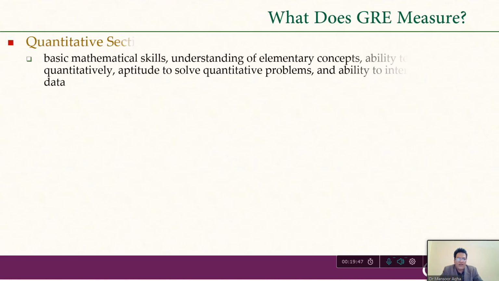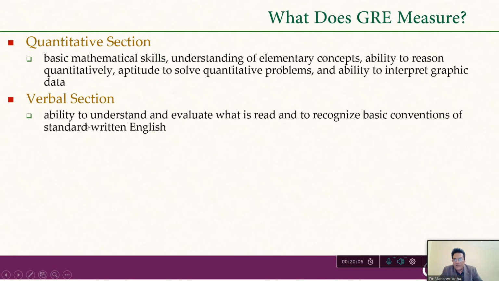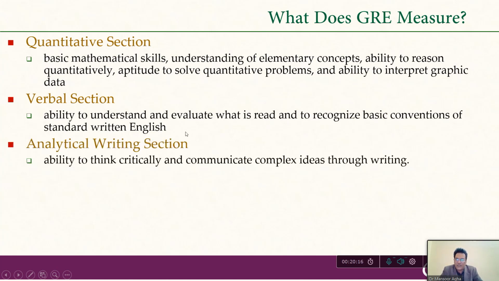So what does a GRE really measure? Technically, ETS says that the quantitative section measures your basic mathematical skills, understanding of elementary concepts, ability to reason in a quantitative or mathematical manner, your aptitude to solve quantitative problems, and your ability to interpret graphic data. The verbal section checks your ability to understand and evaluate whatever is read, and to recognize basic conventions of standard written English. The AWA section checks your ability to think critically and to communicate complex ideas in a written format.